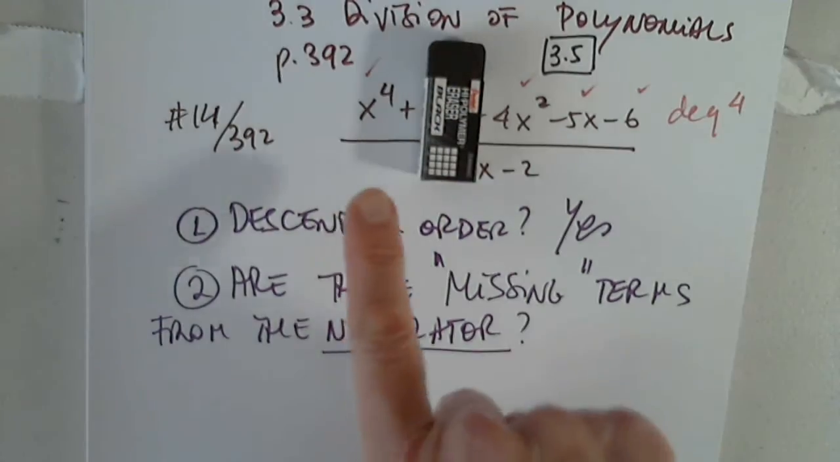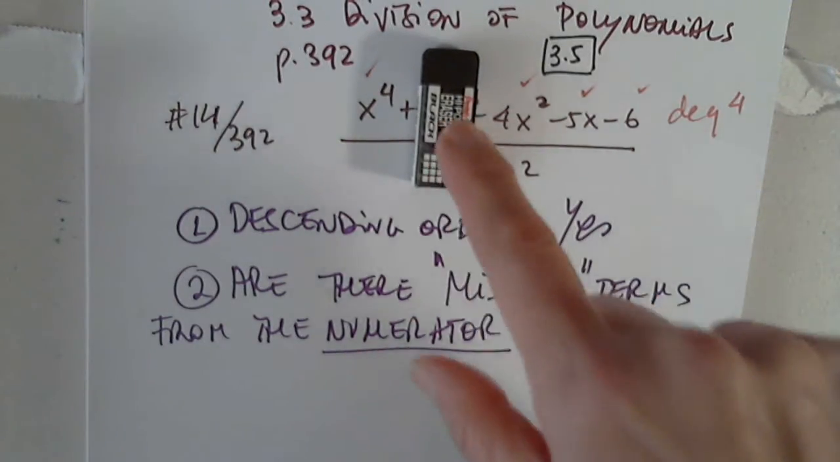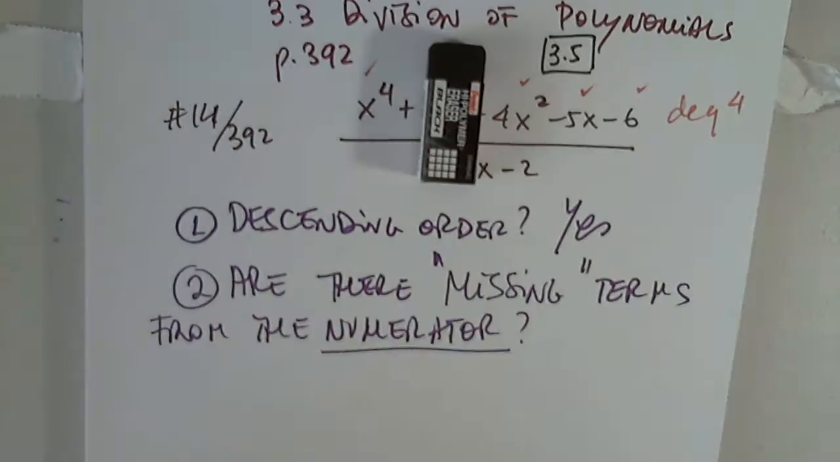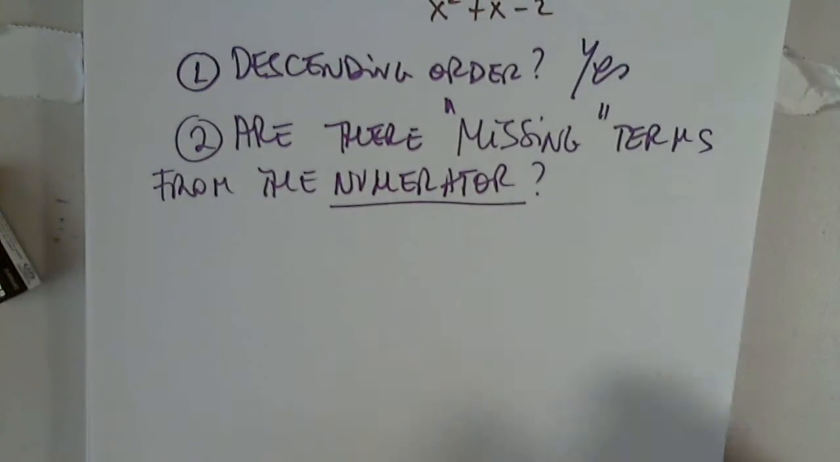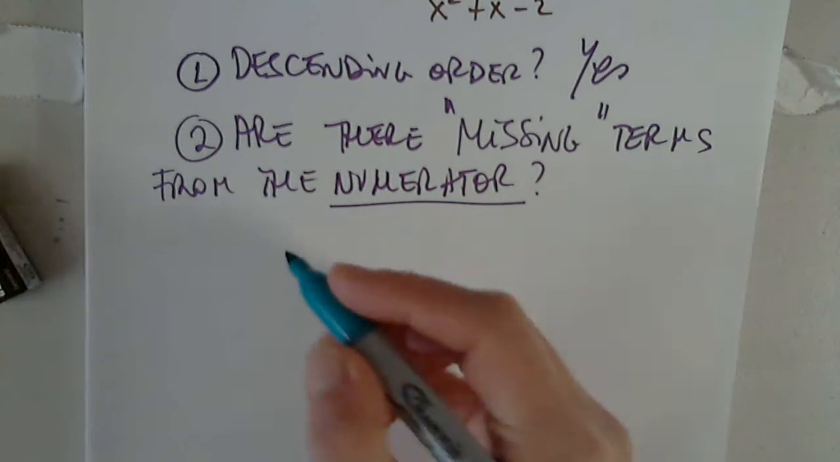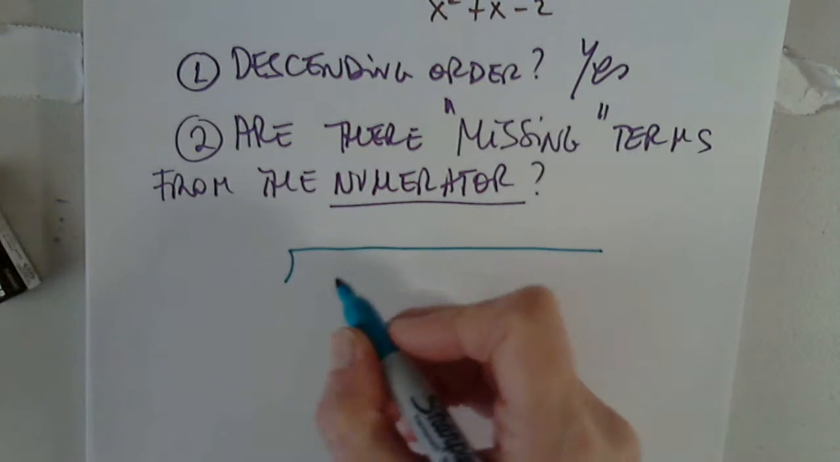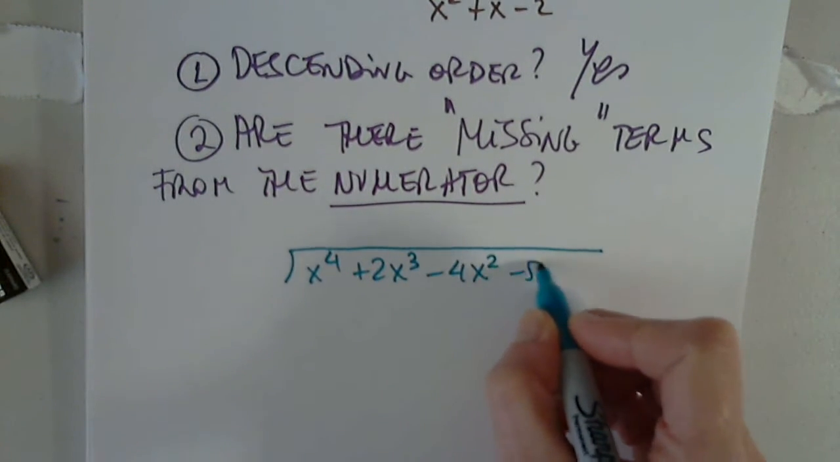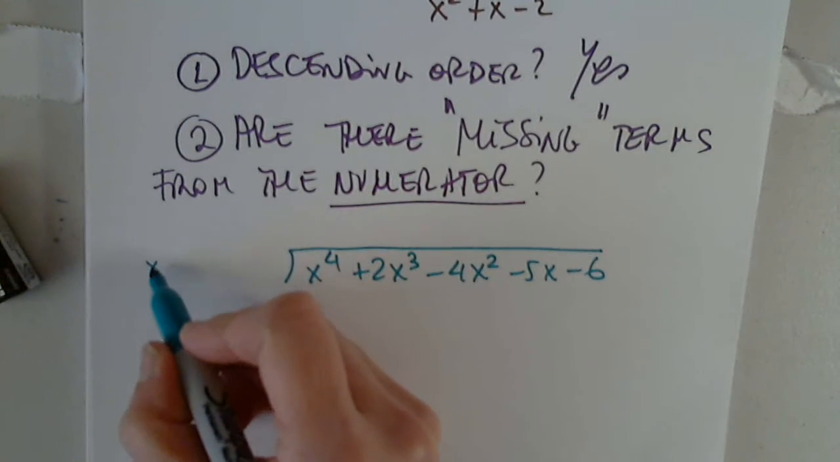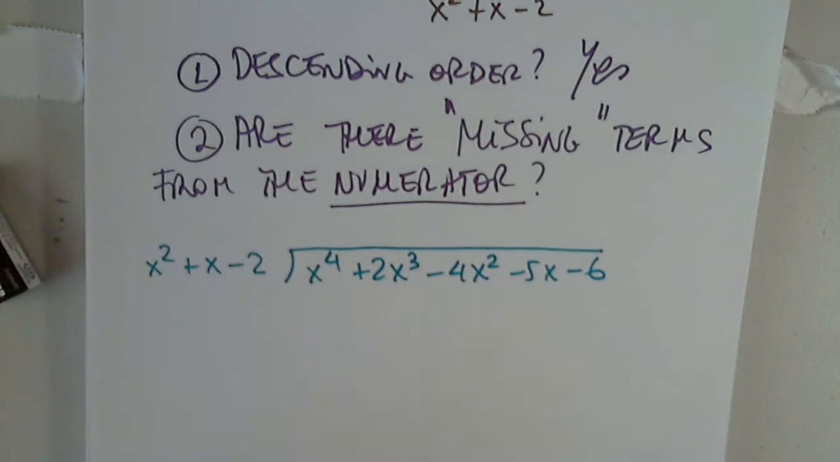If it happens that it does not have the term with degree 3, in the long division, we will leave a space, like we did last time. But it happens that in this case, all terms are there. Fine. So then I don't need to leave any space. And I can start the long division. So x to the fourth plus 2x cubed minus 4x squared minus 5x minus 6, divided by x squared plus x minus 2.